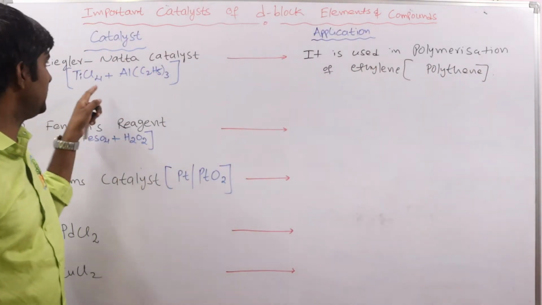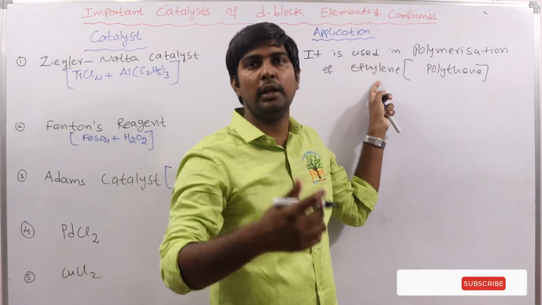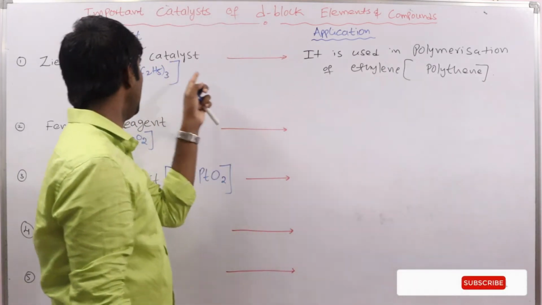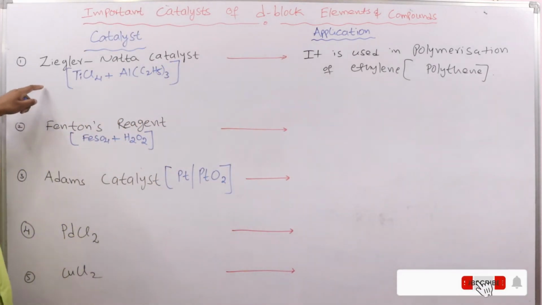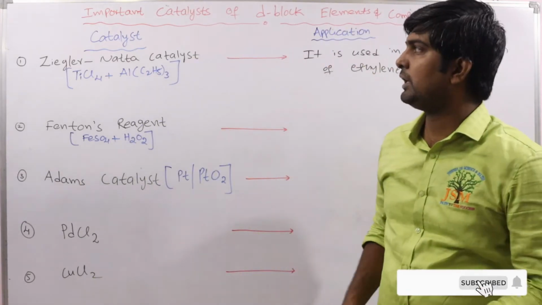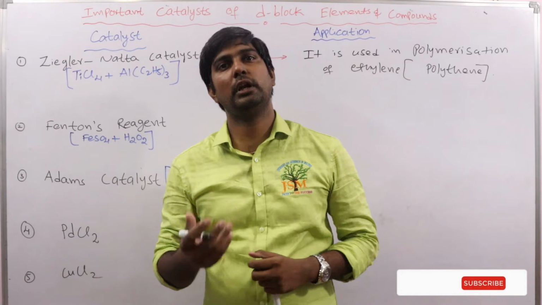So what is the application of this catalyst? In the polymerization of ethylene. Now, when ethylene is polymerized, we get polythene. Very important related to this catalyst. So many times questions are asked in the various entrance examinations. What is Ziegler-Natta catalyst? What is the application of Ziegler-Natta catalyst? Like that.